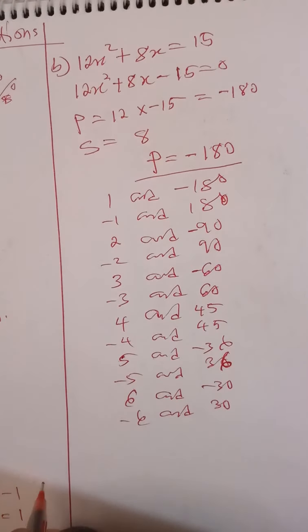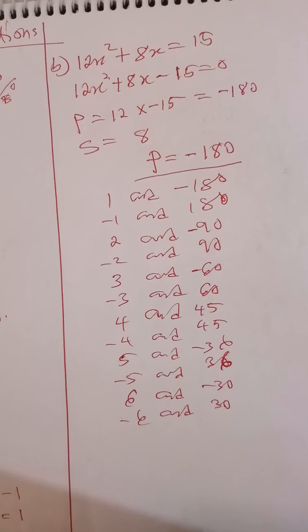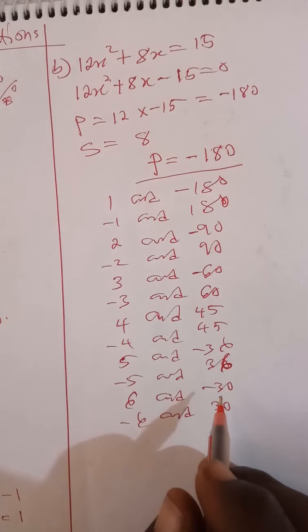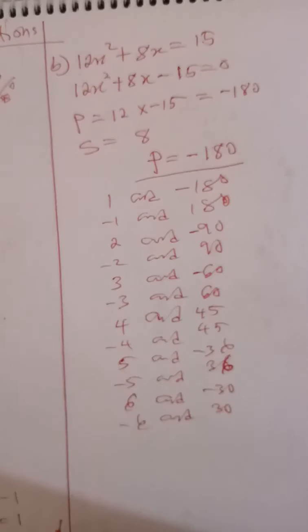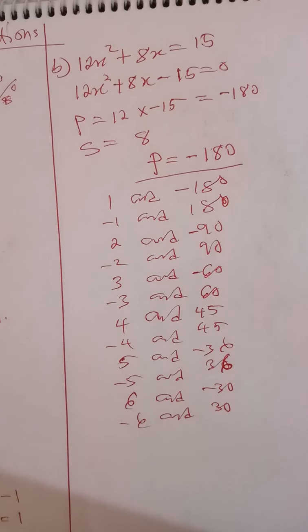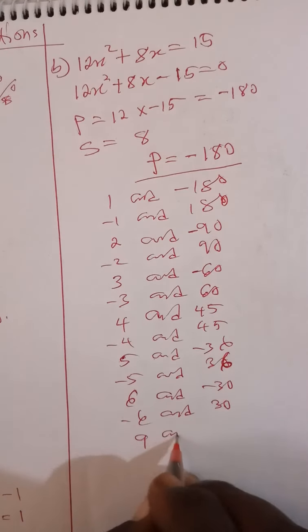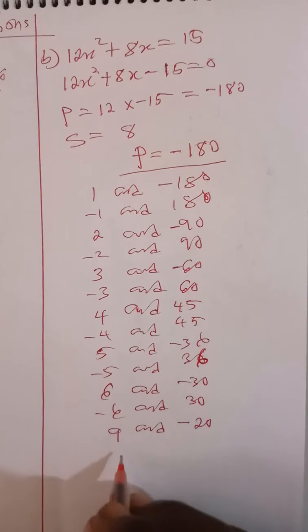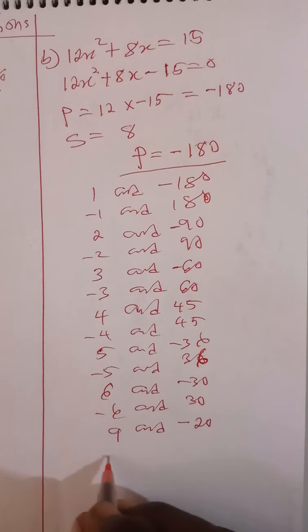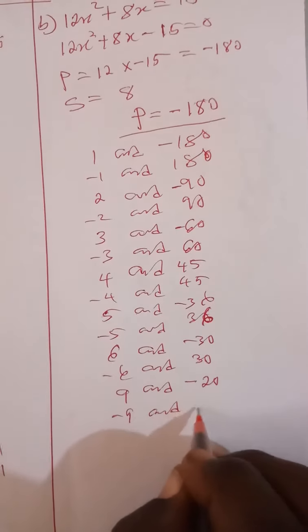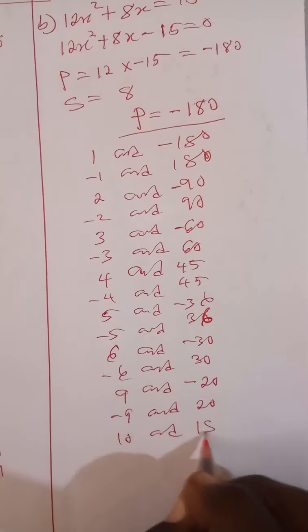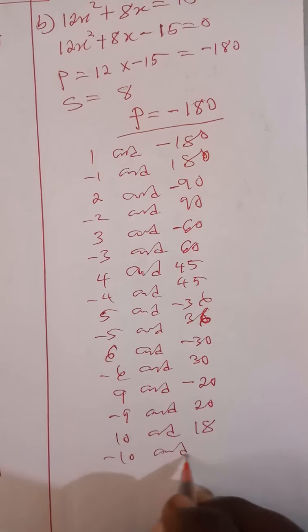What about 7? It cannot go in 180. 8 cannot go in 180. 9 can go in 180: 9 and minus 20, or minus 9 and 20. What about 10? 10 and minus 18, or minus 10 and 18.